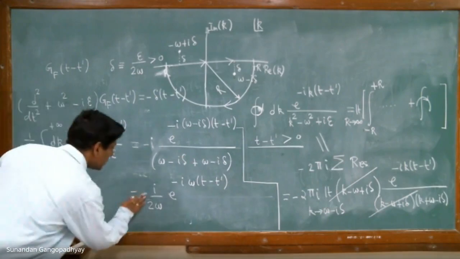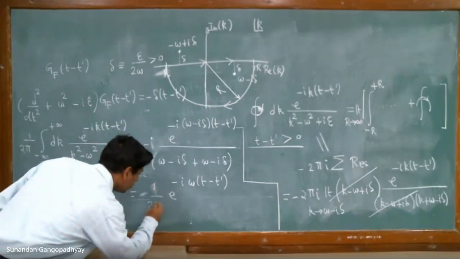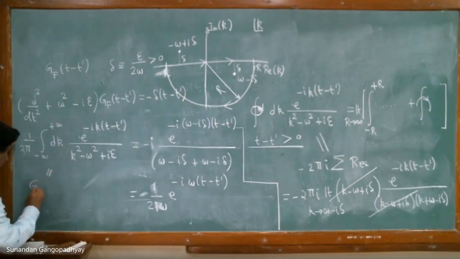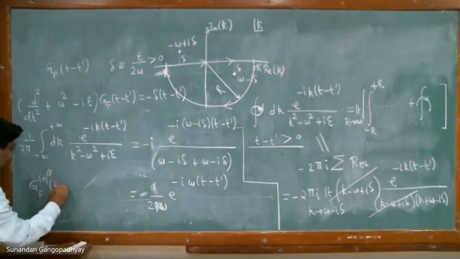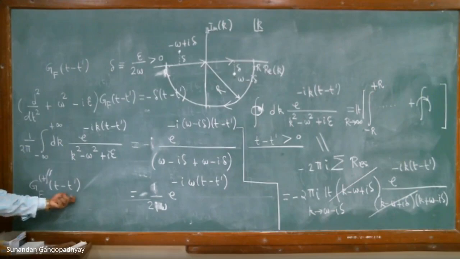And you can write this I downstairs. It will become 2I omega. So e to the power of minus I omega t minus t prime divided by 2I omega. So this contribution, we shall call it to be Green's function plus t minus t prime. Plus because I just label it by plus, to just remind yourself that t minus t prime is greater than 0.